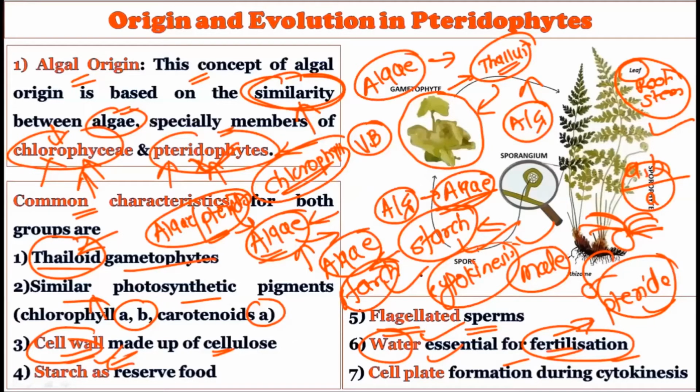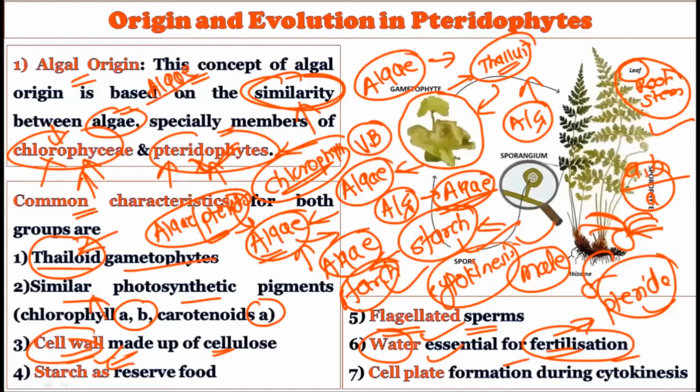So, from all these 7 points, what you can conclude is that there are many characteristics which are similar between the algae and the pteridophytes. Pteridophytes can literally match with the algae, and you can say that the algae can be the ancestry for these particular pteridophytes. By studying all these points, you can say that the algae can be the ancestral material for the pteridophytes.